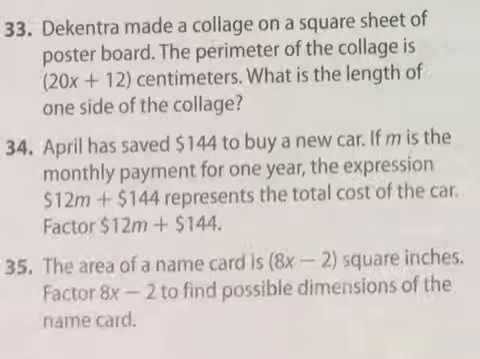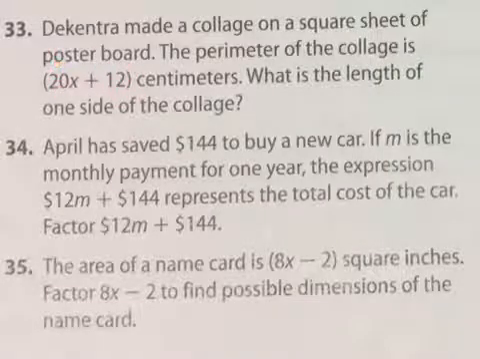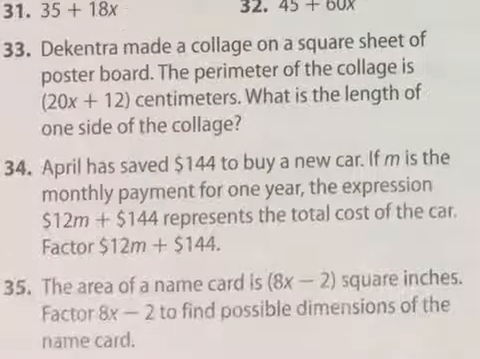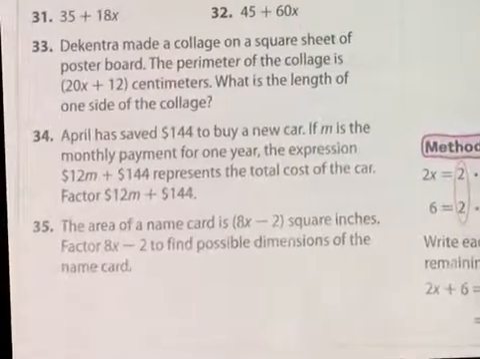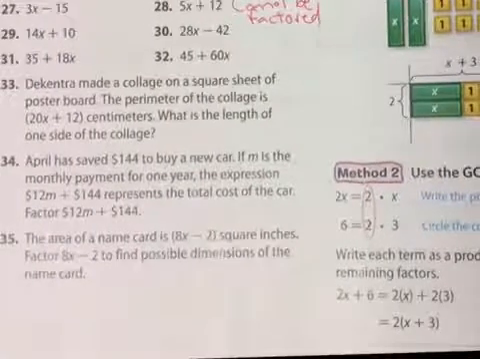Okay, let's look at question 33 together. Decantra made a collage on a square sheet of paper poster board. The perimeter of the collage is 20x plus 12. And so this is the entire perimeter, all the distance all around it, in centimeters. What is the length of one side of the collage? So here, boys and girls, what they're asking us. Now let me see if I can zoom this out so I have this area to work with.